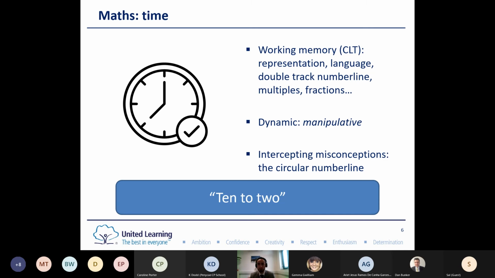So I'm going to switch back to my visualizer for a second and talk through just a few things actually that I was doing with my daughter and have done previously with my Year 3 class.